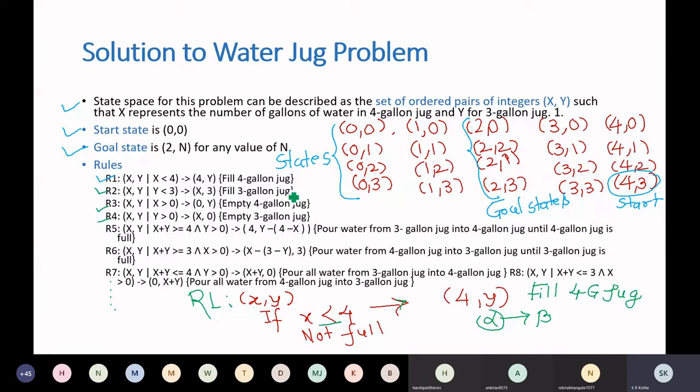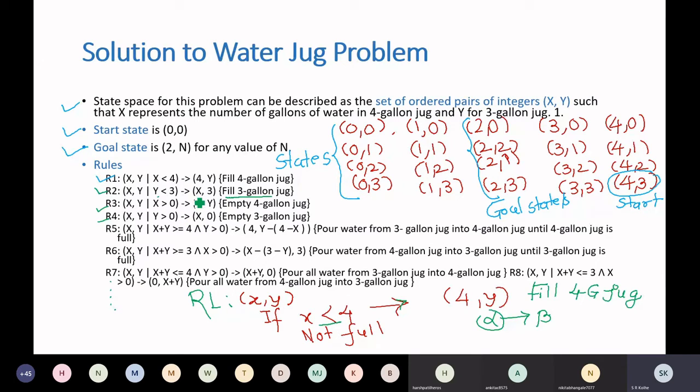Similarly, we have rule number 2, (x, y), if y is less than 3. Similarly, you can fill the 3-gallon jug. If water in the 3-gallon jug is less than 3, so if y is less than 3, that implies (x, 3). So initially y will be less than 3. After applying this particular step, you will get 3 gallons of water in the 3-gallon jug. The way we do that physically when we solve this problem ourselves, the same thing you will have to do on a computer in this way.